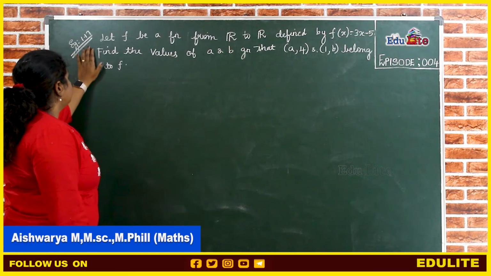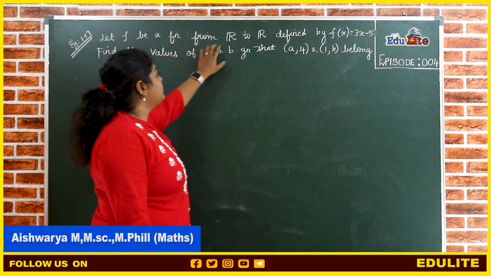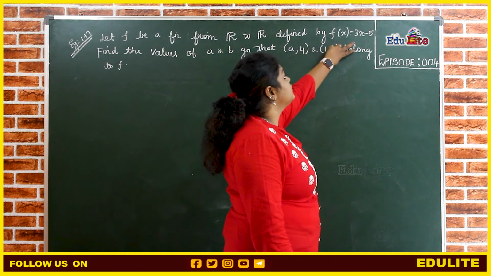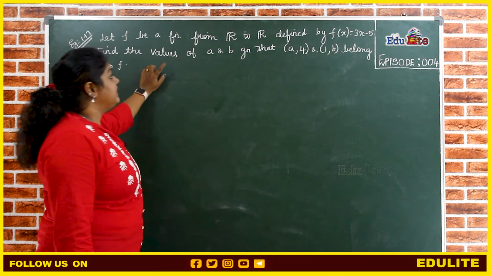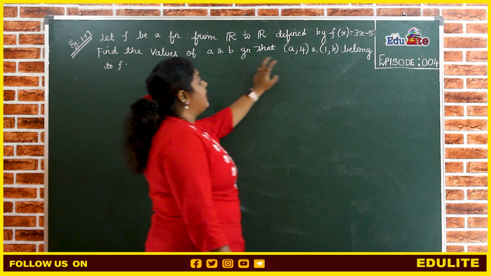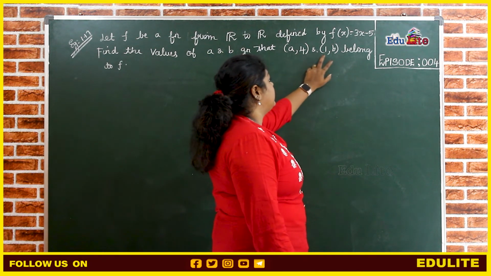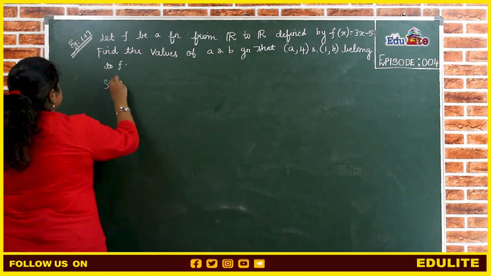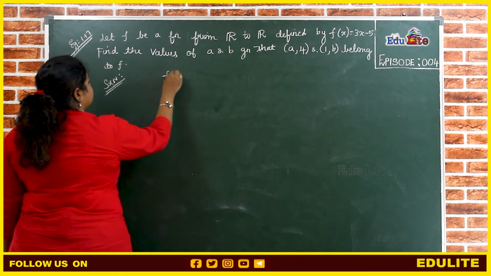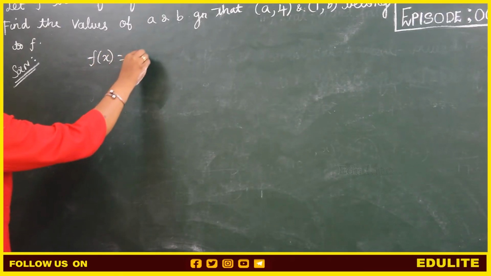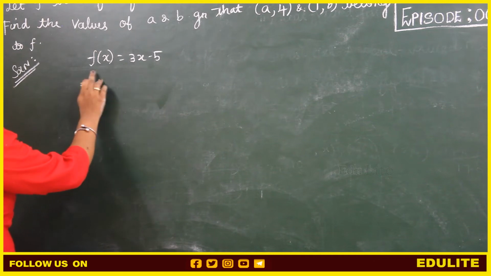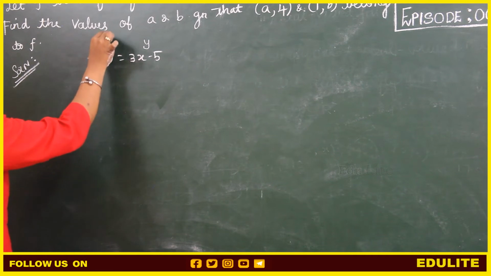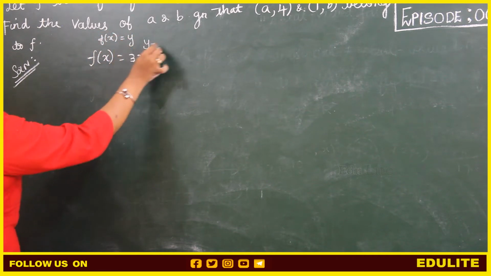In example 1.17, it is given: let f be a function from the real numbers to the real numbers, defined by f(x) = 3x - 5. Now we have to find the values of a and b, and for that we are given the ordered pairs (a, 4) and (1, b), which both belong to f. Let us find the values of a and b. We all know that f(x) is nothing but y in general, which means this is the value of y.